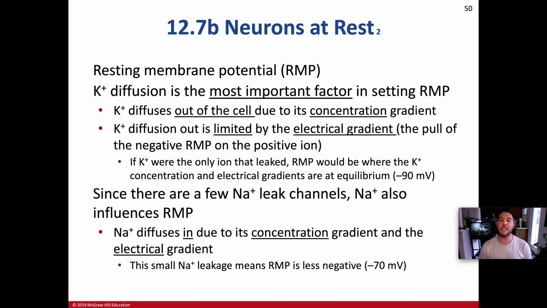Okay, resting membrane potential. So again, a neuron at rest exhibits resting membrane potential. At rest, the potassium diffusion is the most important factor in setting resting membrane potential. Potassium will diffuse out of the cell due to its concentration gradient, but the diffusion is limited because of the electrical gradient. That pull of the negative resting membrane potential, the pull of the negative charge on the inside of the cell body will resist potassium's diffusion out.